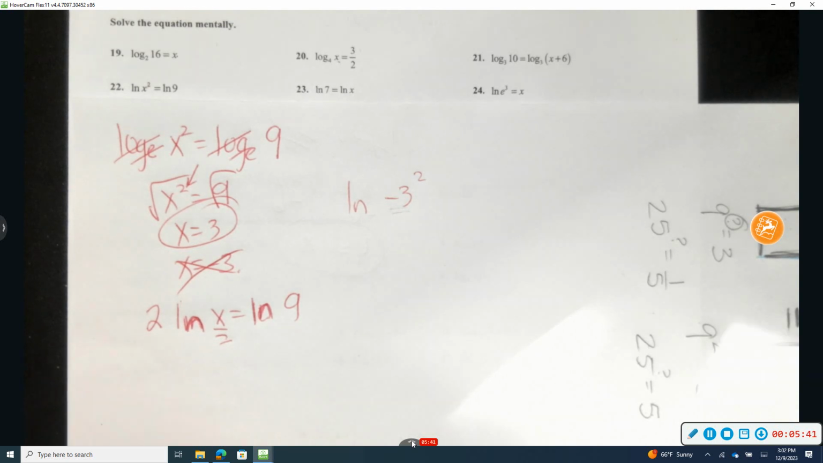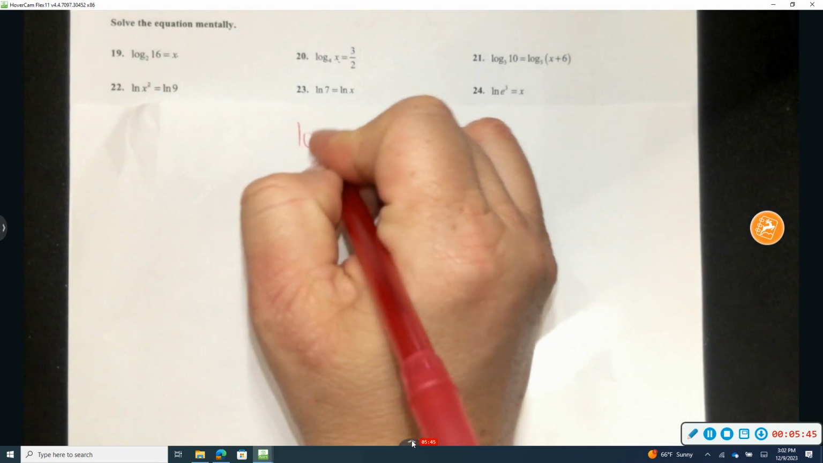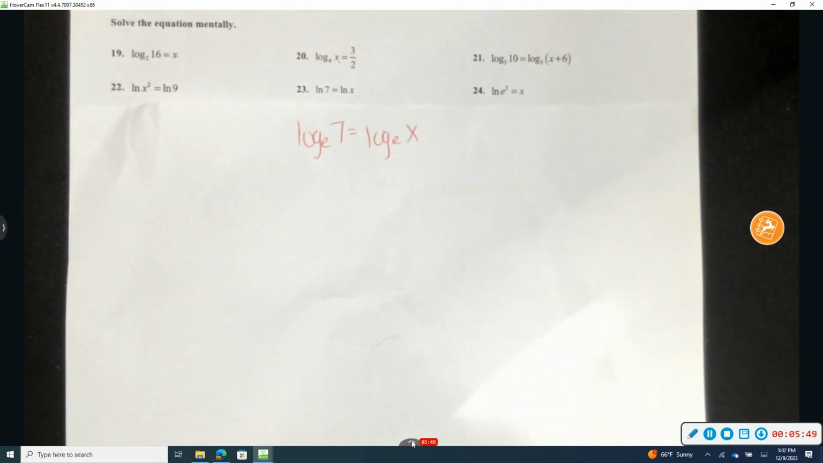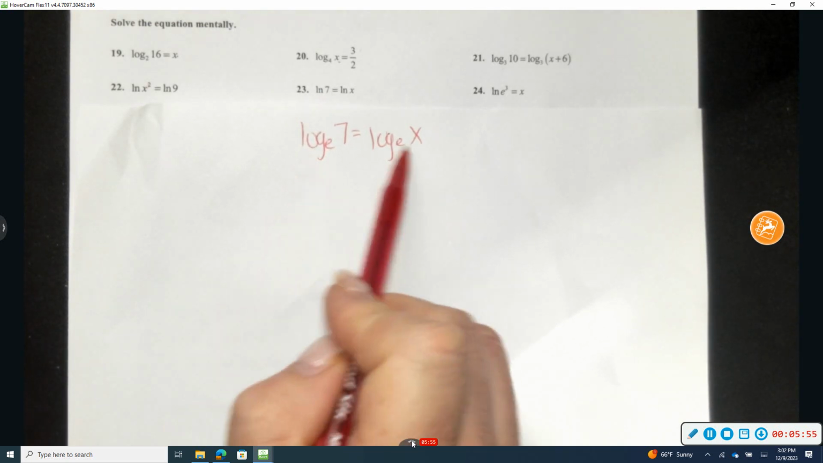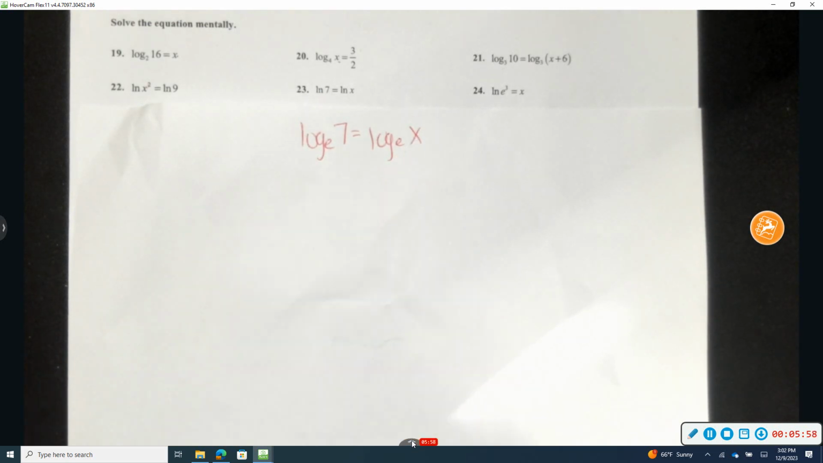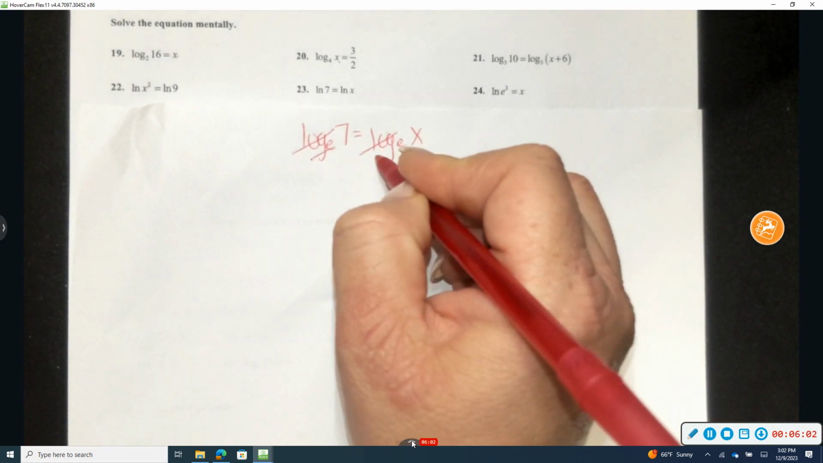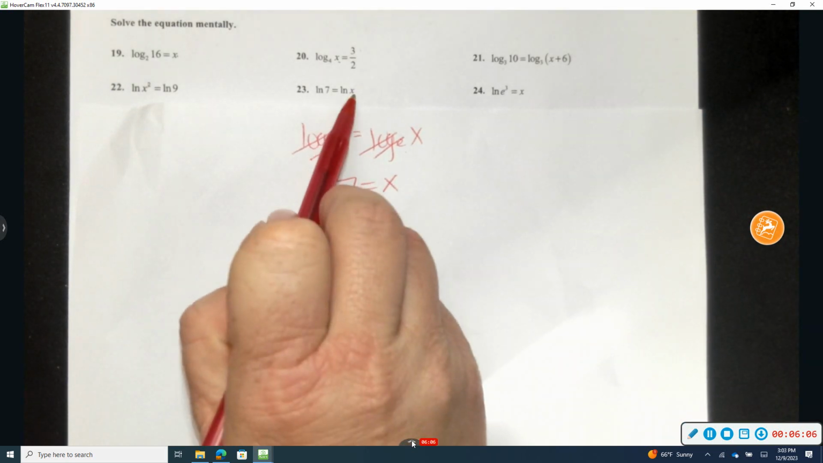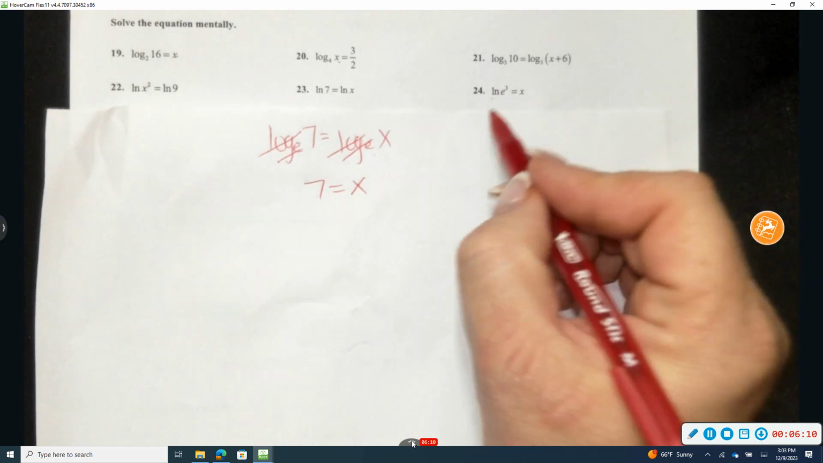Let's take a look right now at number 23. You don't have to rewrite it as log base e. I just know at the very beginning sometimes students get confused going between ln's and logs. ln is equivalent to log base e, and this problem, as we look at it, is very similar to some of the other problems we've done so far. These cancel out, this cancels out, and x equals 7. If I take 7 and plug it back in, it's a positive number. It's the correct answer.